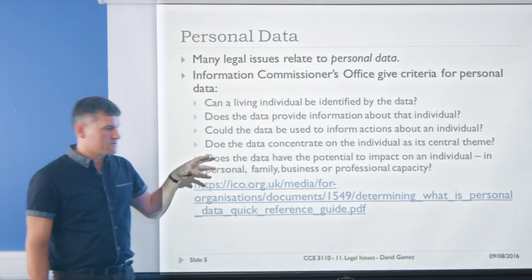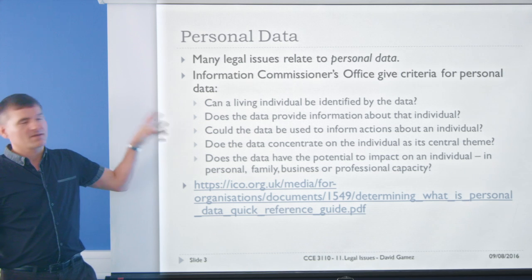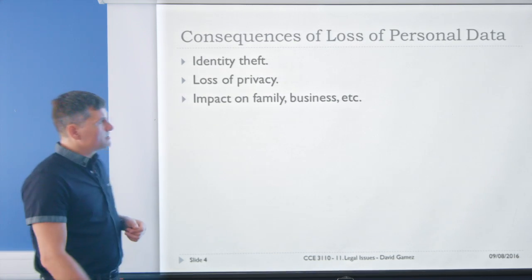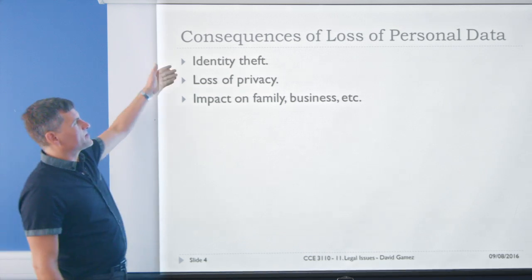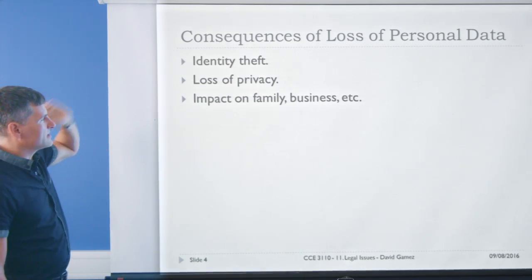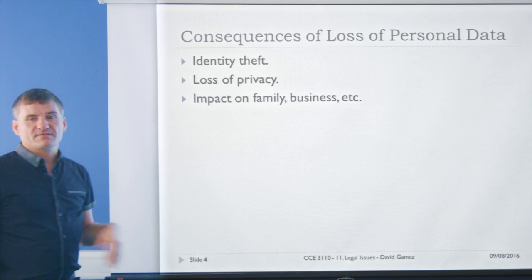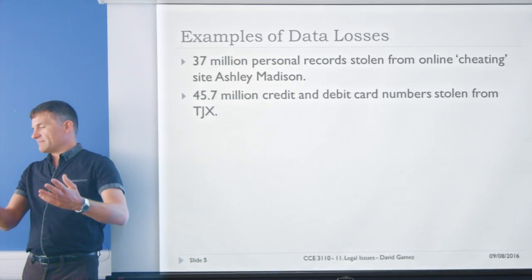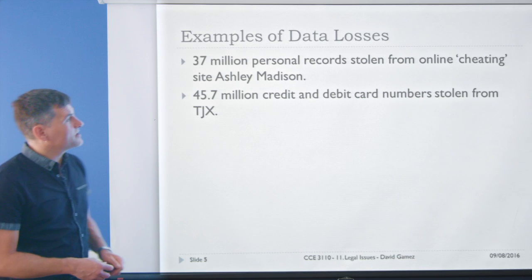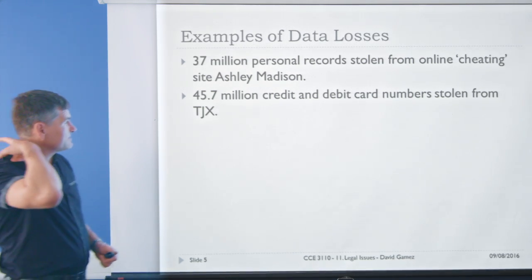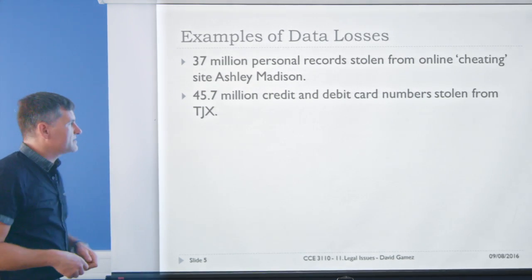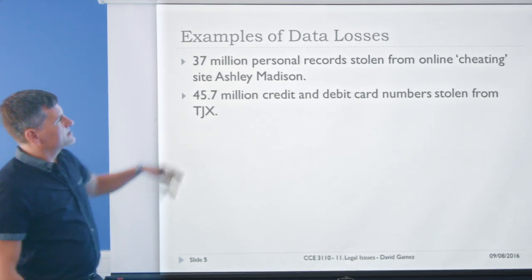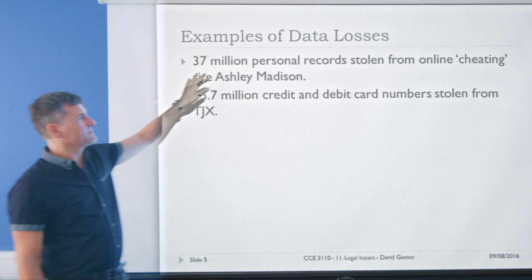And if you're storing data about a customer, it's well worth knowing whether it fits into this definition of personal data or not. Because if you lose personal data, people can have their identity stolen, they lose their privacy, and there can be an impact on family, business, and so on. So there were 37 million personal records stolen from the online cheating site Ashley Madison, for example, and 45.7 million credit and debit card numbers stolen from TJX, maybe with the associated data. So this is a classic personal data loss, right?